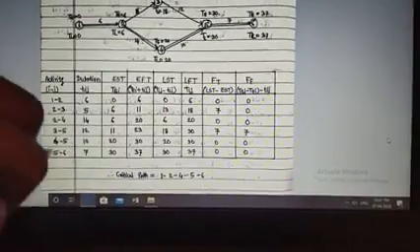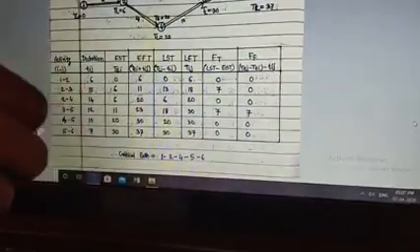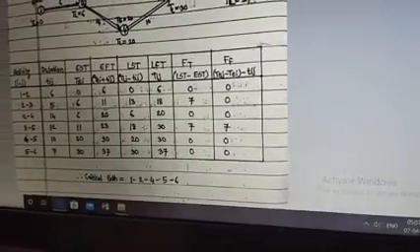Now let us go for the last part of the numerical problem, that is free float. To calculate the free float, again we have to come in reverse manner, as we did for the calculation of LST. First let us consider 5 to 6, the last activity. For the last activity, what is the free float value? We have 0.